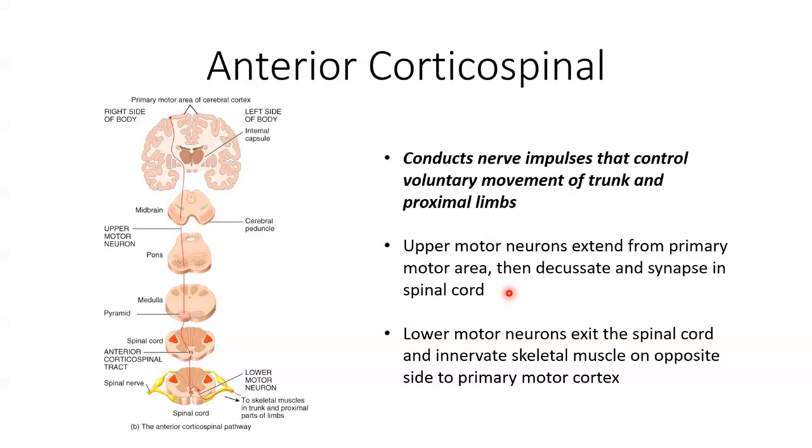The upper motor neurons of our anterior corticospinal tract extend from, again, our primary motor area, primary motor cortex. They run straight through the medulla on the same side. They then decussate at the spinal cord at the level that they will exit through that spinal nerve. The lower motor neurons will exit through that spinal nerve. They will innervate a skeletal muscle, and that muscle that is innervated will be on the opposite side to the primary motor area. So one side of the brain controls the muscle on the opposite side of the body.